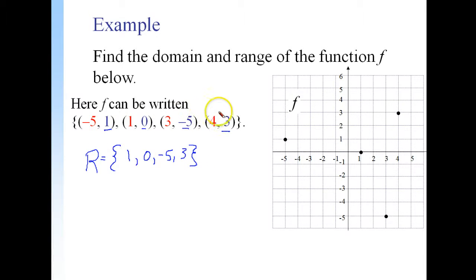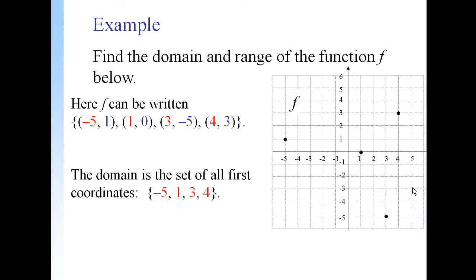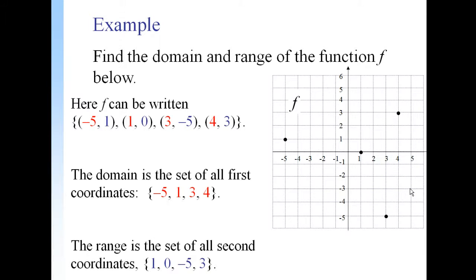These are the relations as their ordered pairs. The first element is the domain. The second element is the range. And that's how it would be. There's the domain, and there's the range.